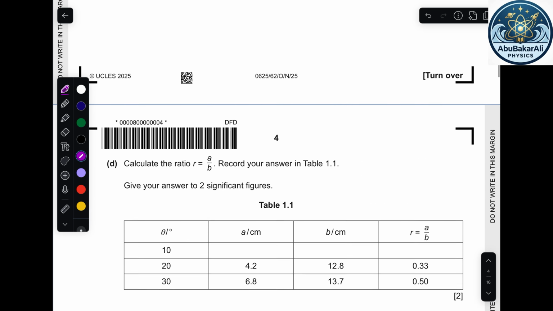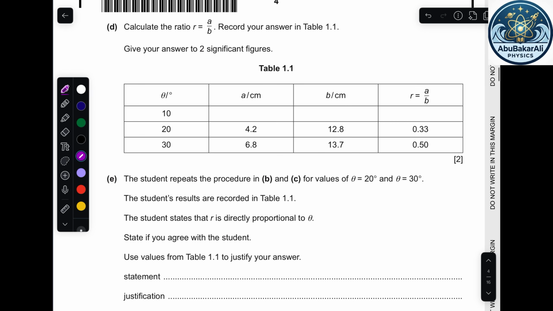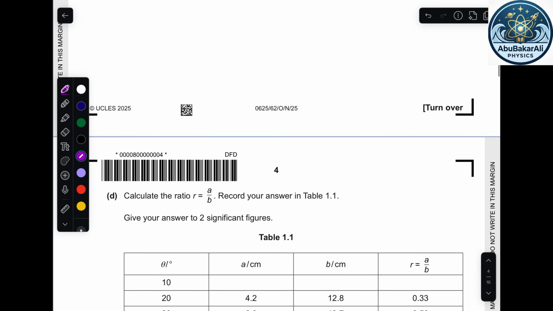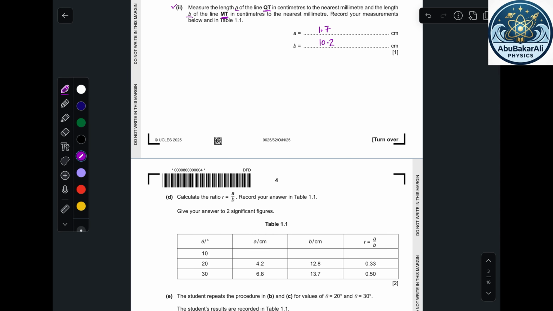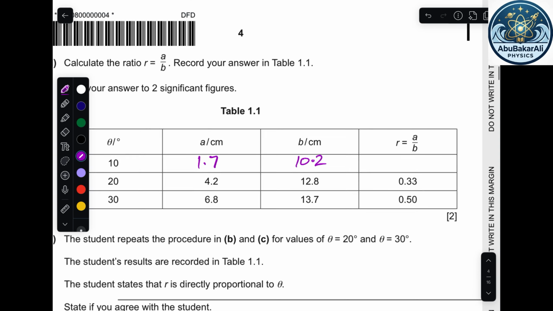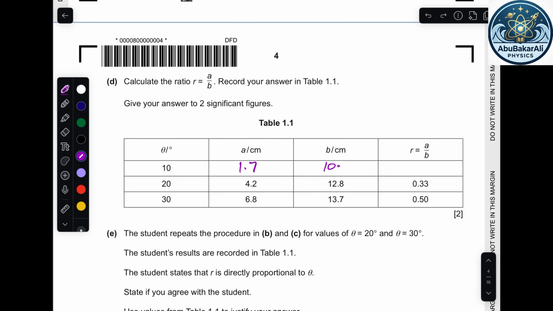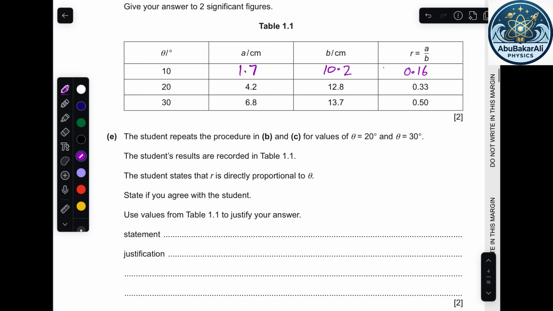Okay, so moving forward onto the D part, calculate the ratio R, A over B, and you have to write it down as a value. So A was 1.7 and B is 10.2, and I have to calculate the ratio. So what I can do, A is 1.7 divided by 10.2, that will give me 0.16.